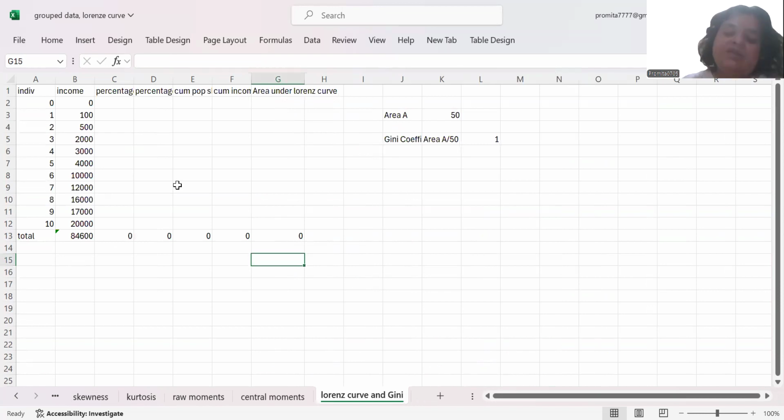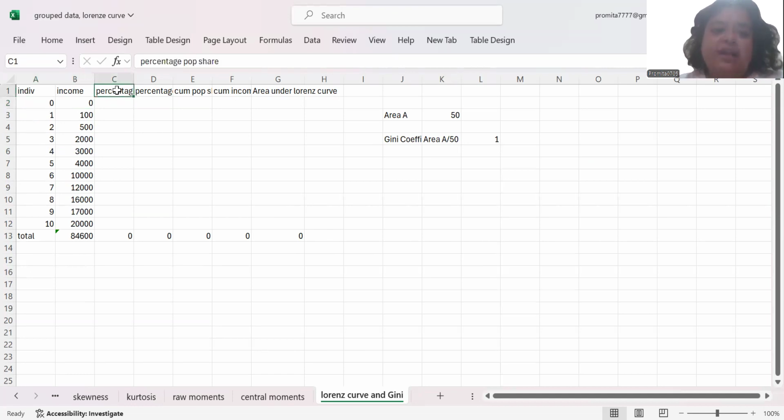Finally, we'll be discussing the concept of Lorenz curve. I'll show you how we can derive the Lorenz curve. So here 10 individuals and their incomes are given, 1 to 10, and their individual income is given. I have also included the 0 because we want our Lorenz curve to start from the origin.